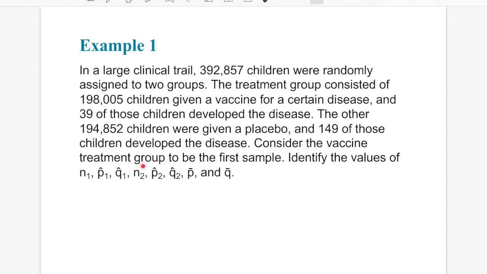Consider the vaccine treatment group to be the first sample. Identify the values of N1, P hat 1, Q hat 1, N2, P hat 2, Q hat 2, P bar, and Q bar. I have two different groups. The first group is the treatment group with sample size of 198,005 and X is 39. The second group is the placebo group with N is 194,852 and X is 149.